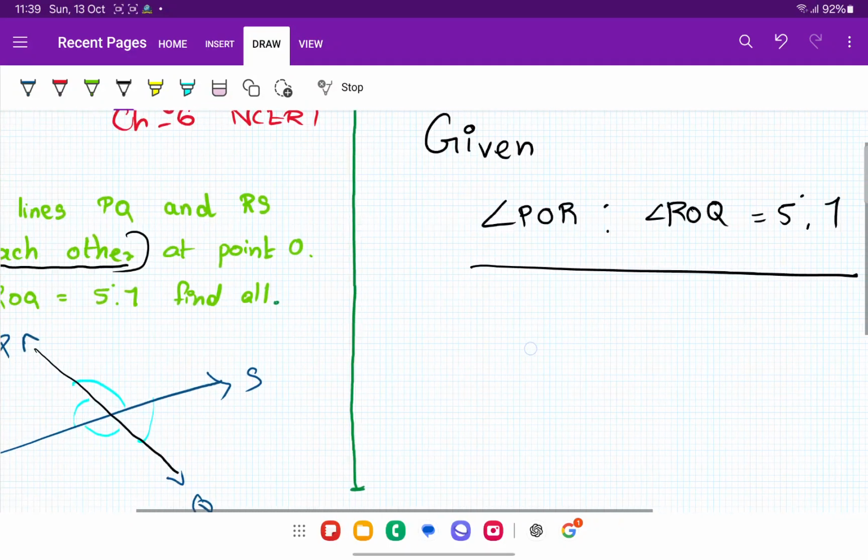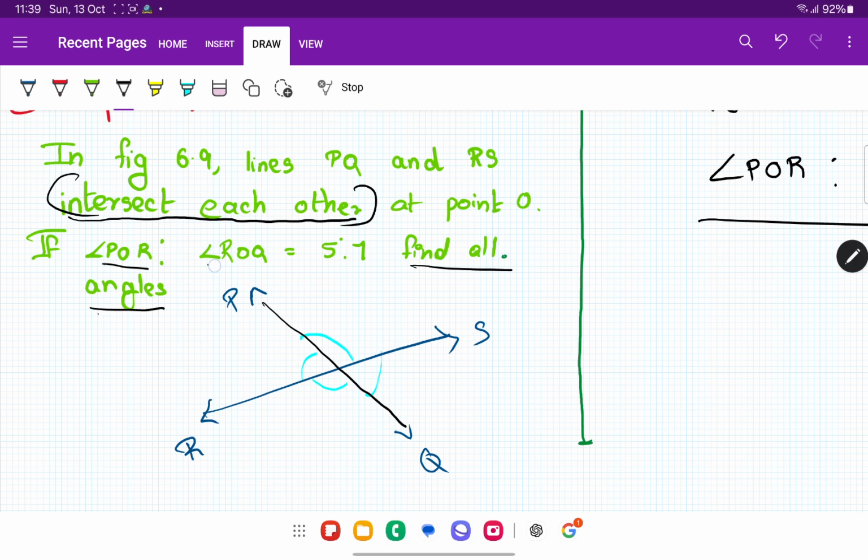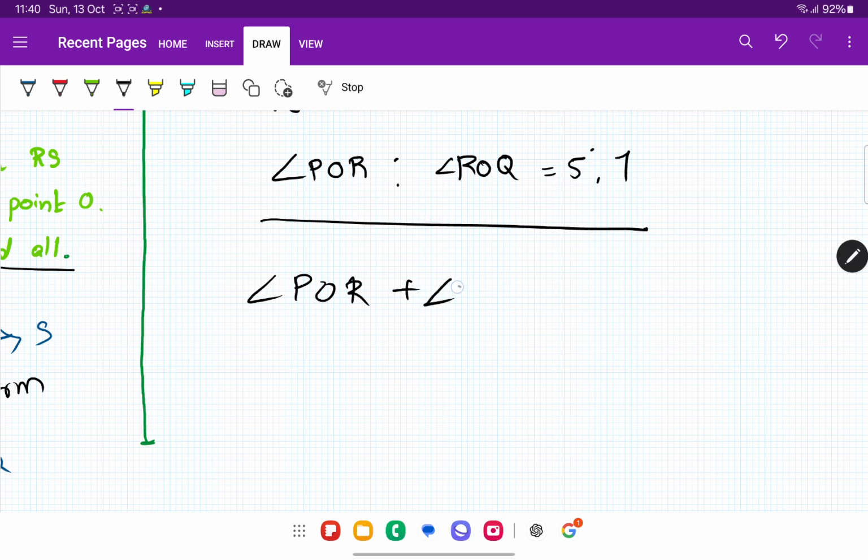Next, let us find all angles. They have asked for all angles. POR is this angle, ROQ is this angle. They lie on a line. This is one arm, this is another arm, and this is a ray that stands on a line. So here we have a linear pair of angles, so angle POR plus angle ROQ equals 180.